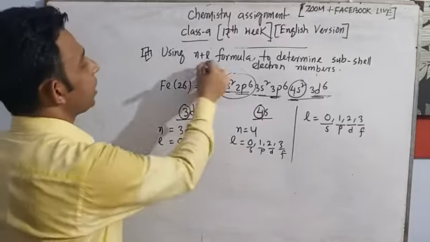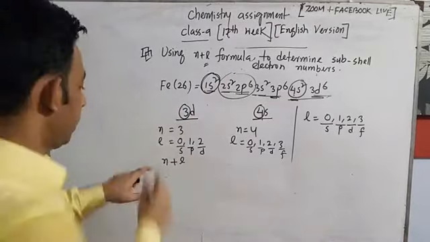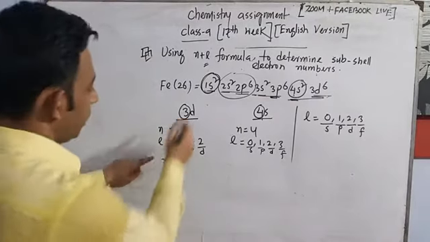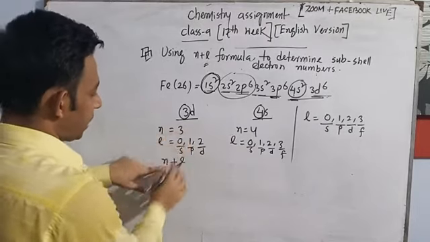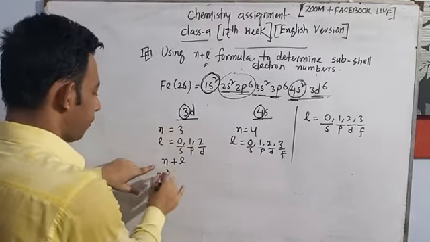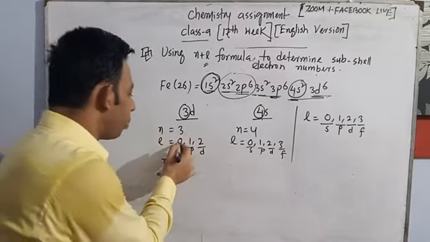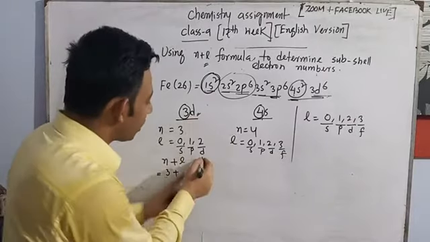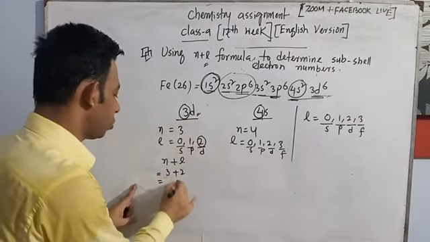Now using the formula n plus L. In case of 3, follow me in this way. You must write in your copy also this way. So n plus L, the value of n is 3 plus L. Which one is the value of L? 0, 1, 2. Okay, 3D. So in case of D, the value of L is 2. I will write there 2. It's a 5.